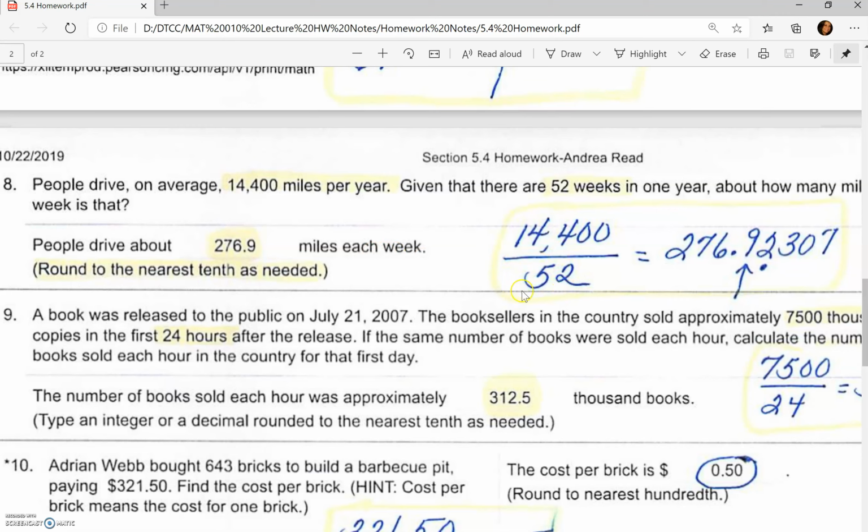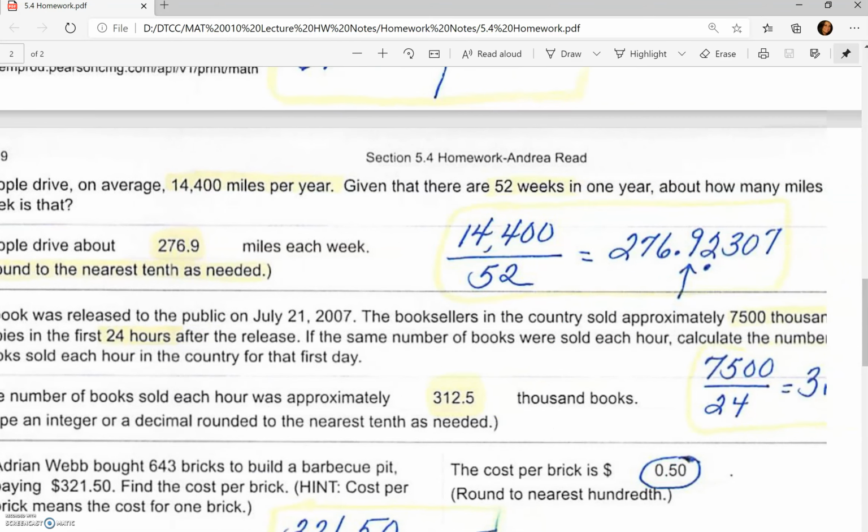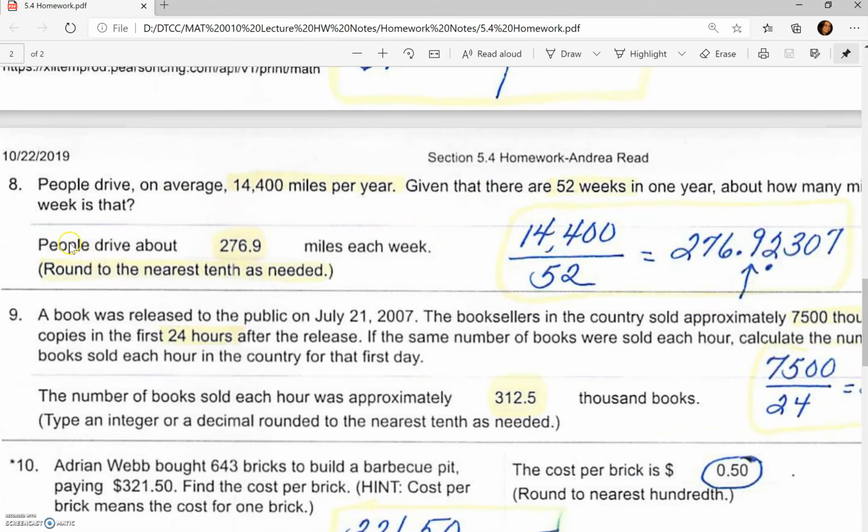So that's why we're using the 52, because if you notice, it's saying given that there are 52 weeks in 1 year, about how many miles each week. Here's the key point right there: each week. So that's why we're using the 52 to divide out how many miles have been driven per year on the average. And then again, it's telling you to round it to the nearest tenth.